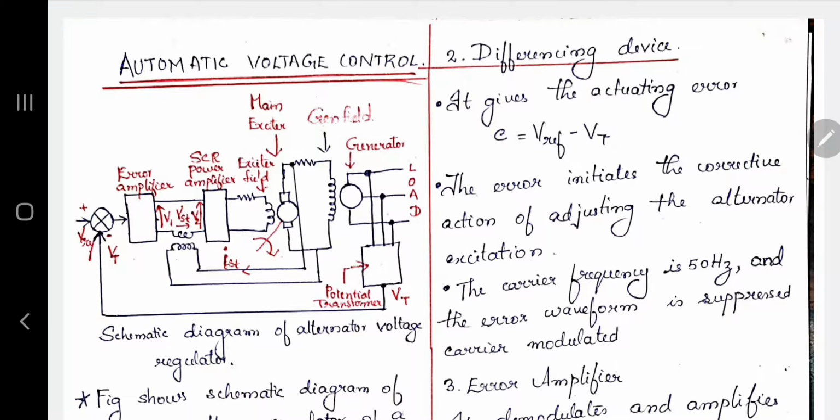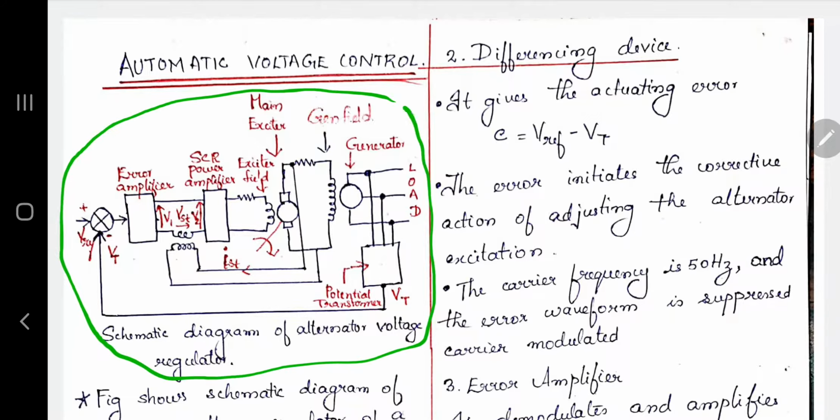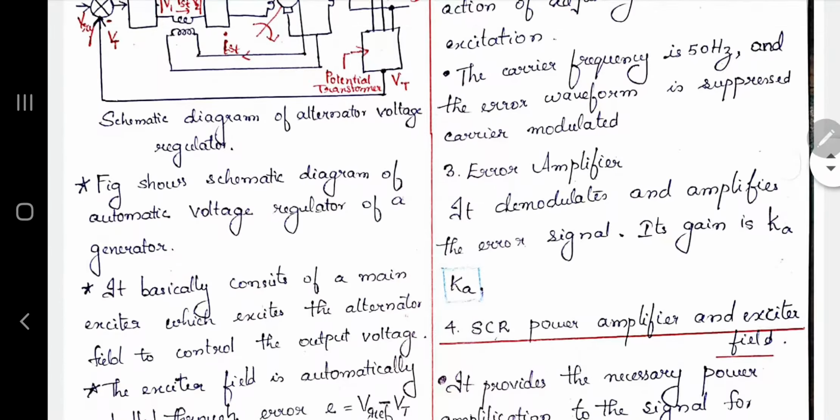So, you can see the schematic diagram here. The schematic diagram of this automatic voltage control is shown in the figure. We will be going further into it. The main component of the system is the generator. The voltage of the generator is being controlled, and this is mainly done with the help of an exciter, this main exciter. This main exciter is the device which controls the voltage of the system and regulates it.